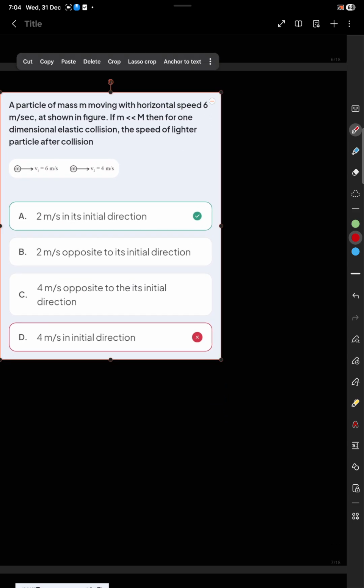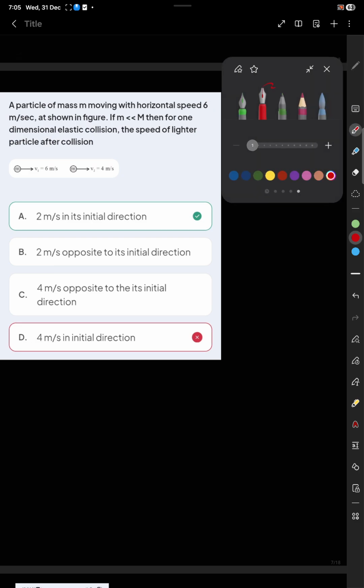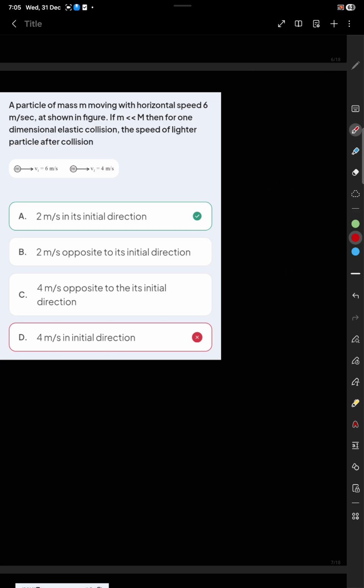This is also an easy one. A particle of mass m moving with horizontal speed something. So in figure, m is very less than M for one dimensional elastic collision, the speed of the lighter particle. This is a really easy one. So you know that if the mass that is colliding with another mass is very small, what happens? If this is m, having speed 6 meter per second, and this is M, 4 meter per second. You can do it with momentum conservation, or you can do it with the direct formula also.